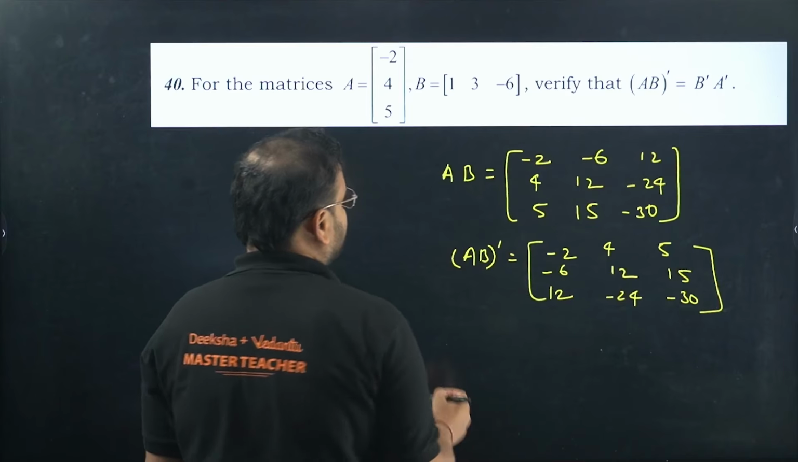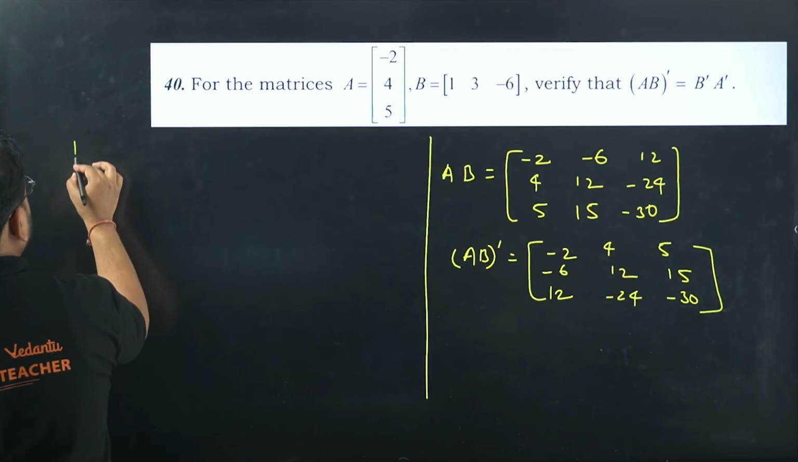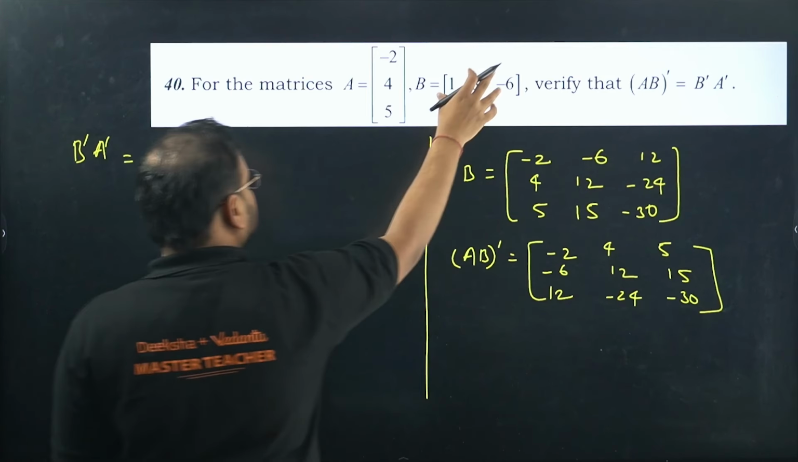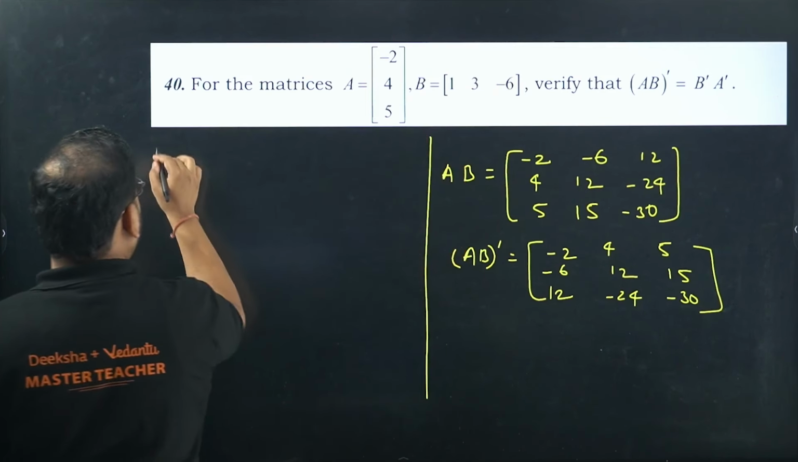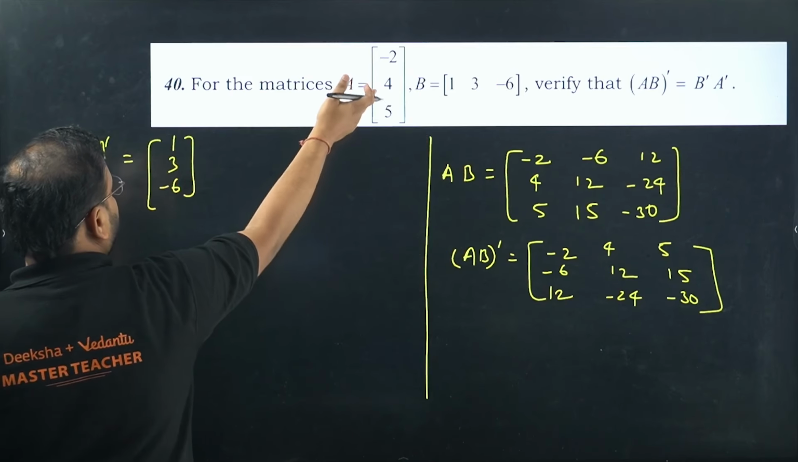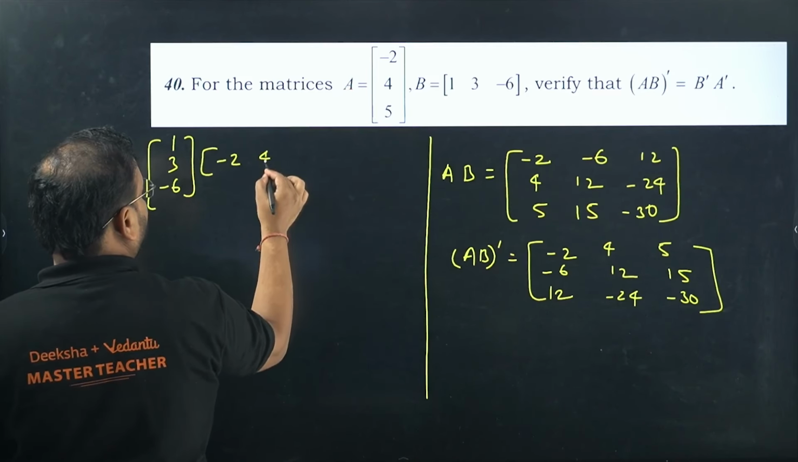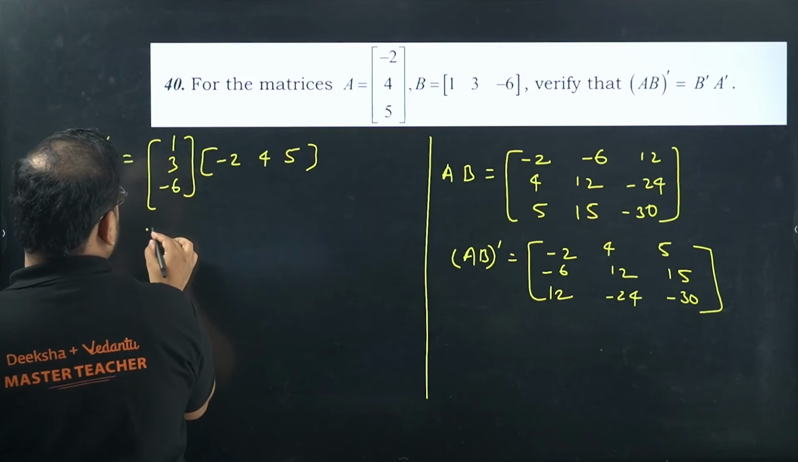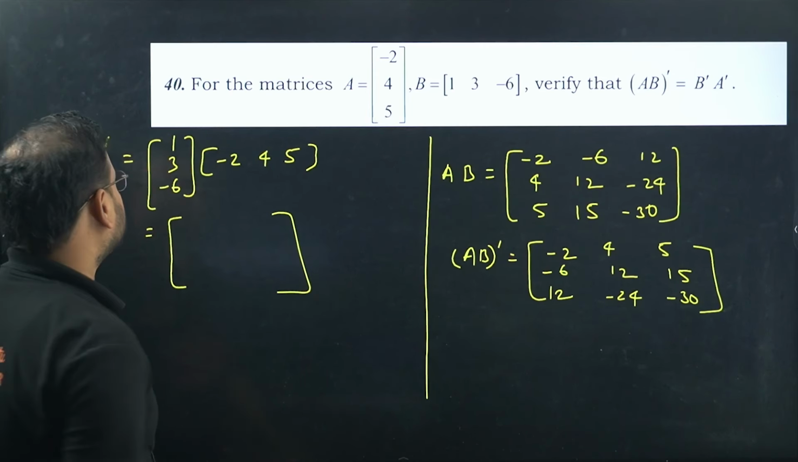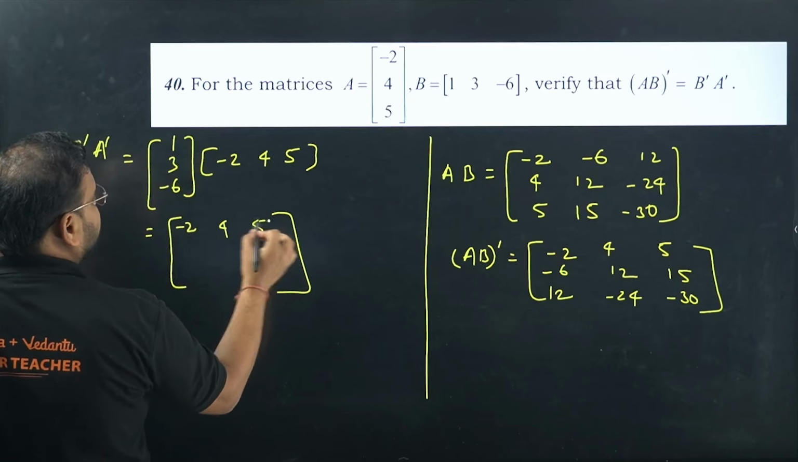Moving on with the RHS side, B dash A dash. Let's find B dash first. B dash will become, this is a row matrix, it will become a column matrix. So we'll have here 1, 3 and minus 6, and this column matrix will become a row matrix, so minus 2, 4 and 5. Again a 3 cross 3 matrix will be the result. Minus 1 into minus 2 will be minus 2, 4 and we have 5.